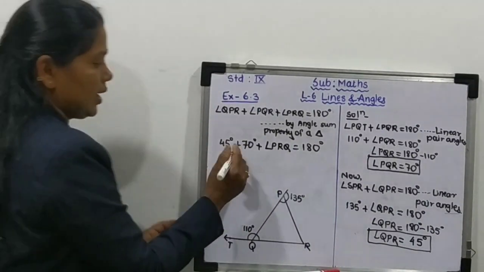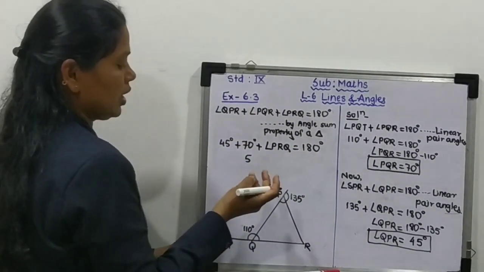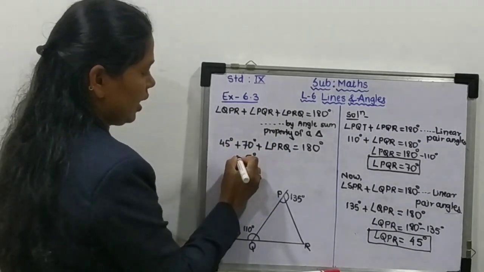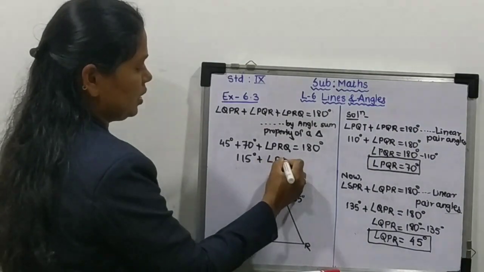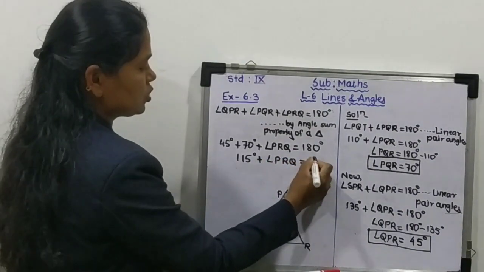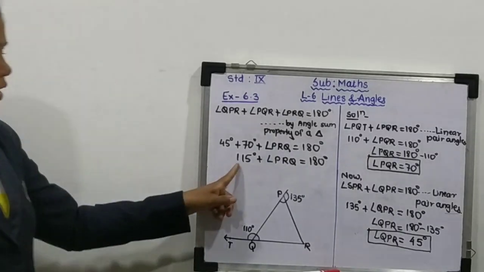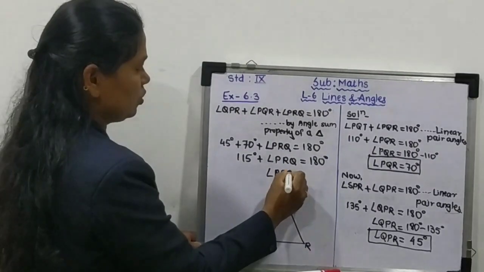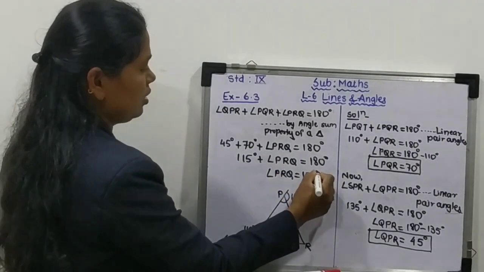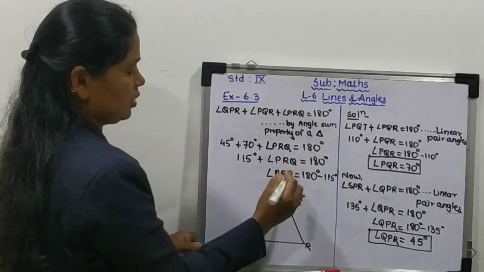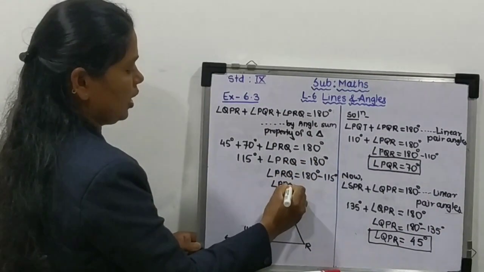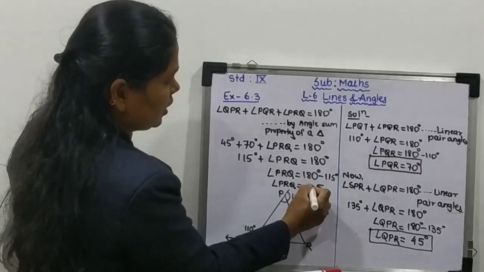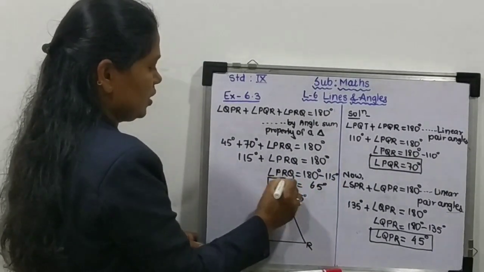Right? So let us add these two: 5, 7, 8, 9, 10, 11. So we have 115 degrees as the sum, plus angle PRQ, which is equal to 180. Now transpose this 115 degrees. So angle PRQ equals 180 degrees minus 115 degrees. So we got angle PRQ equals 65 degrees.